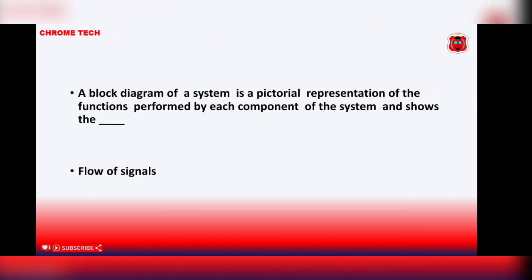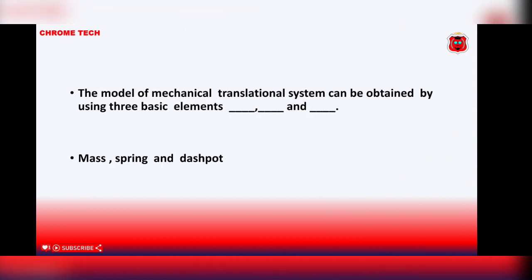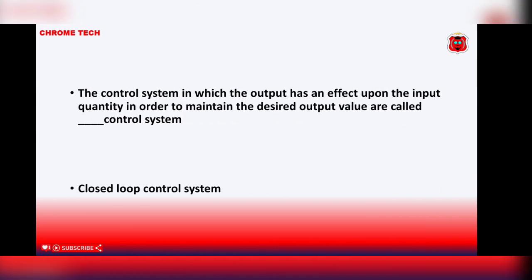A block diagram of a system is a pictorial representation of the function performed by each component of the system and shows the flow of signals. Next question. The model of mechanical translational system can be obtained by using three basic elements. Mass, spring and dashpot is the correct answer. The control system in which the output has effect upon the input quantity in order to maintain the desired output value is called closed loop control system.